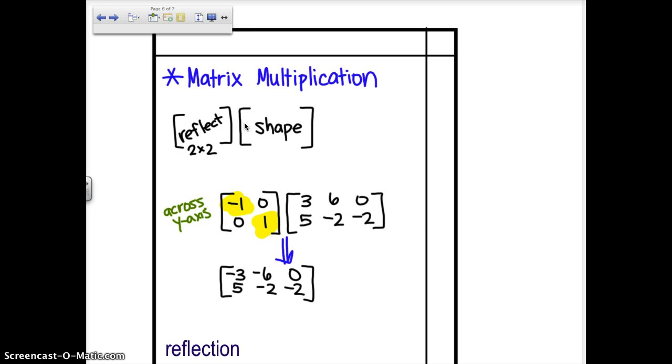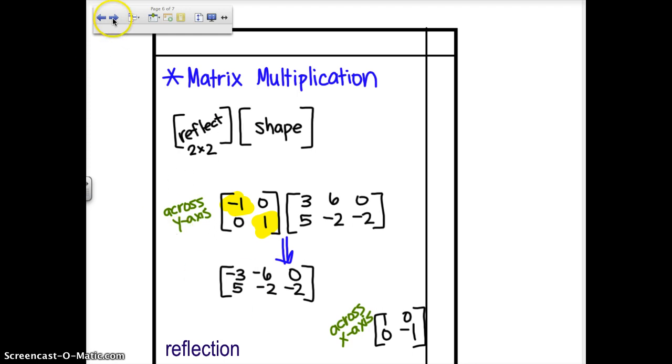Okay? Just something else you should write down really quickly. If you want to go across the x-axis, we're going to use the matrix 1, 0, 0, -1. Okay? So make sure you get that written down. If you're going to go across x, this is the matrix that you're going to want to multiply with. Okay? So that's reflection. We got one left to do.